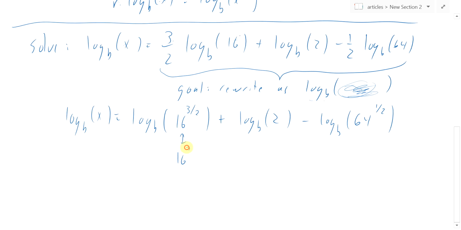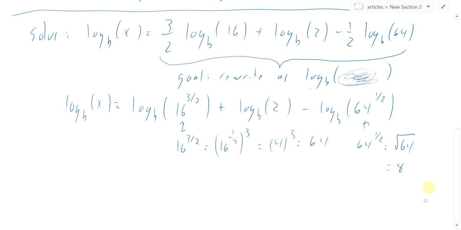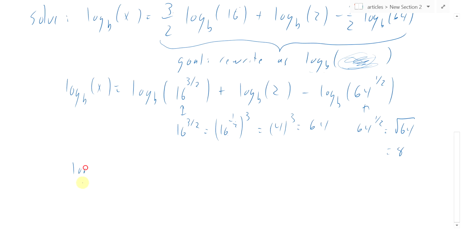Okay, and now we can simplify these things a little bit. What's 16 to the 3/2? Well, that's 16 to the 1/2 cubed. So that's, well, square root of 16 is 4 cubed, so that's 64. And 64 to the 1/2, well, remember that 1/2 is square root, so that's 8. So great. What we've got now, by cleaning out the coefficients, is log base b of 64 plus log base b of 2 minus log base b of 8, because the 64 to the 1/2 is 8.